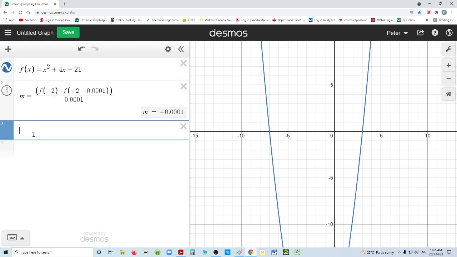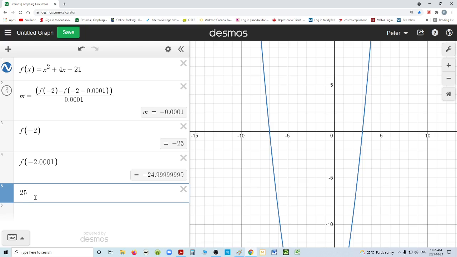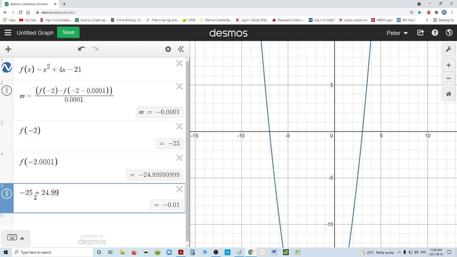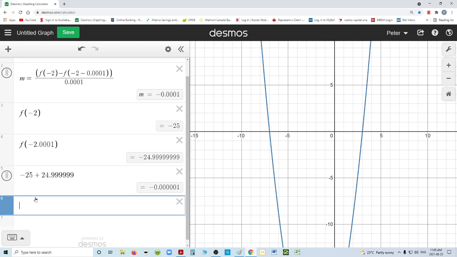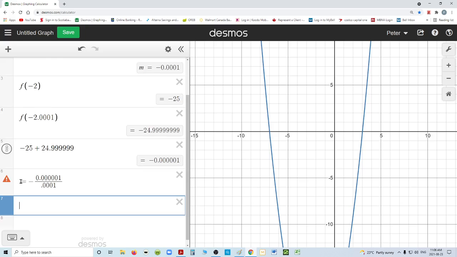Now this you would all do by hand. You would find your f of -2, which is -25. You'd find your f of -2.0001, which is that. You would do -25 minus -25, minus minus becomes plus, 24.99999, which is that, and then you would divide that by your h, negative 0.0001. Did I take the left, to the left of it? I believe I did. Yeah, it's going down. So I'm taking my 5 zeros, 1, and I'm dividing it by my h, which is 0.0001. And we can see we get close to 0.